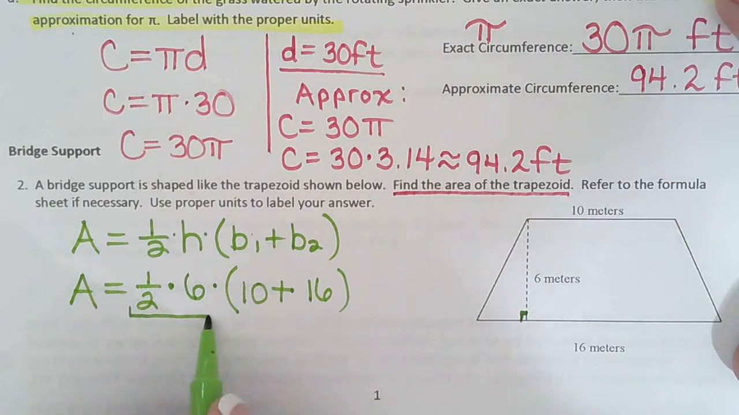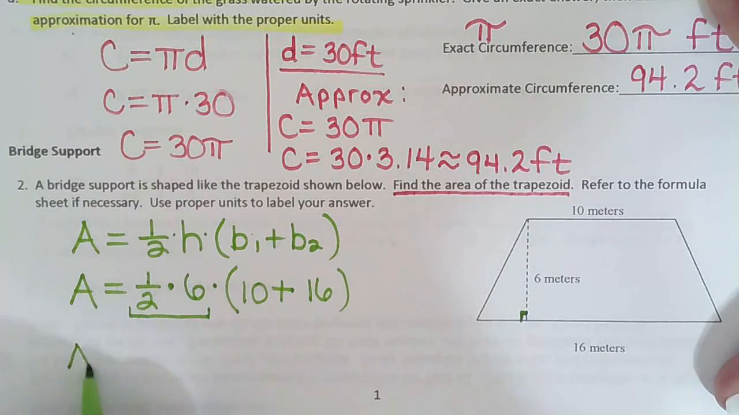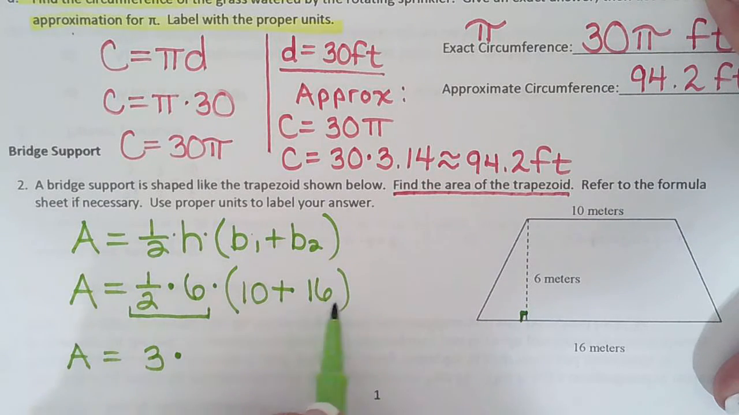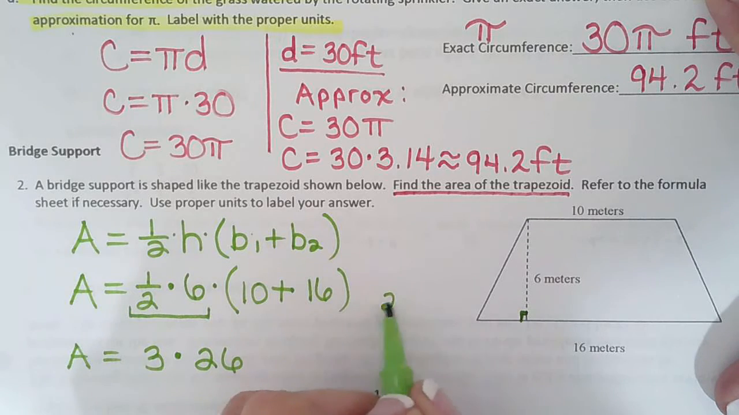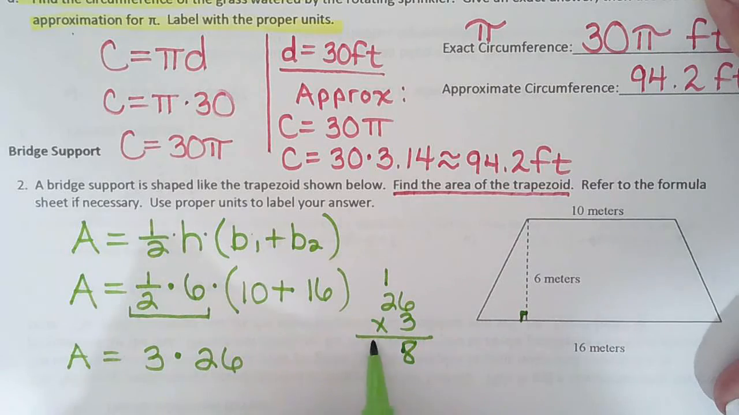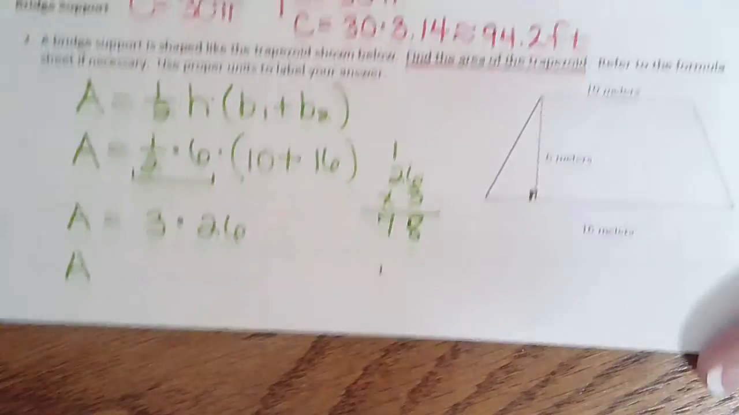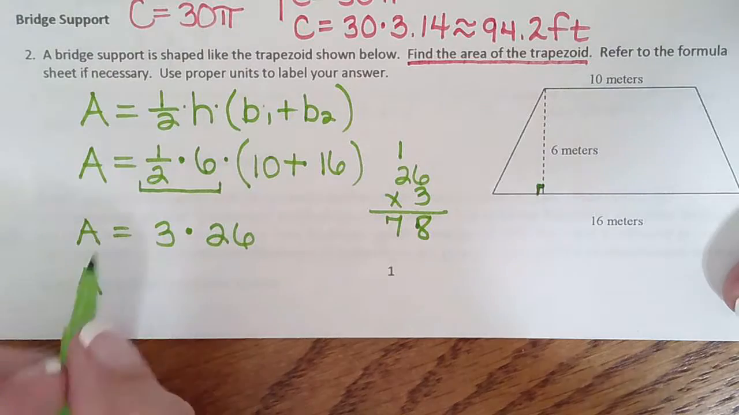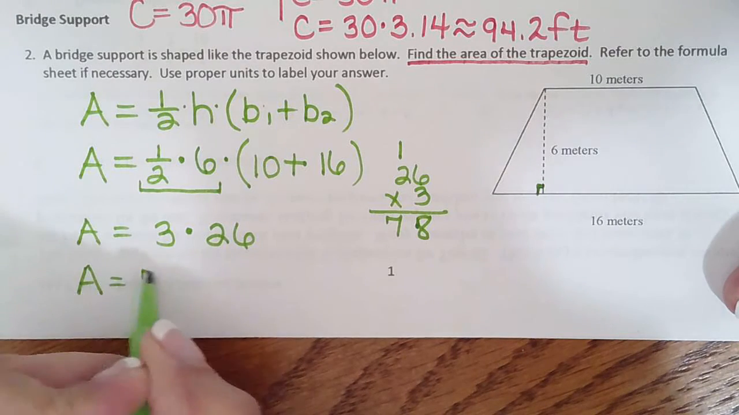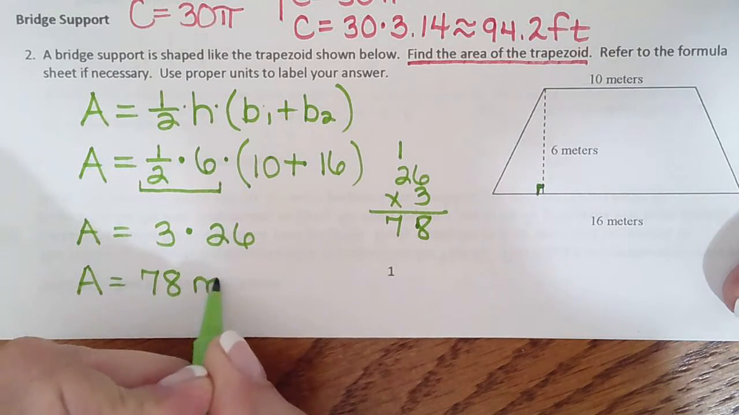And what's 1/2 of 6? Because we know multiplication's left to right. 1/2 of 6 is 3, right? Times, and 10 plus 16, parentheses are first, you get what, 26? And then we can go 26 times 3. 6 times 3 is 18, carry 1, 78. So the area of this trapezoid is 78 meters squared.